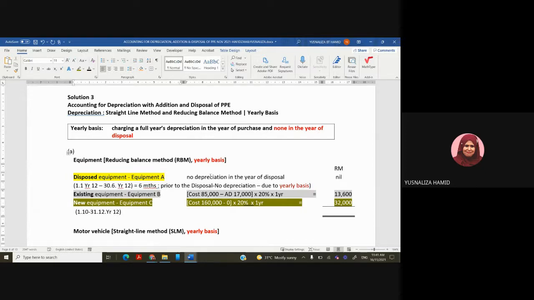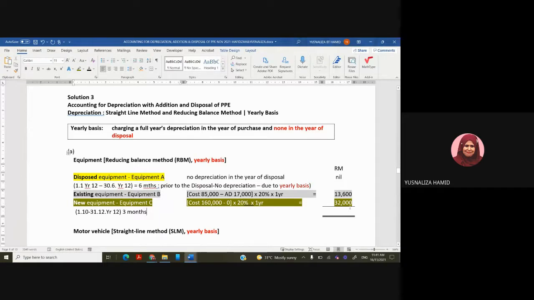You have that with you for 3 months. That is only 3 months, but you still charge that one a full year's depreciation. Why full year depreciation? Because you use the yearly basis.